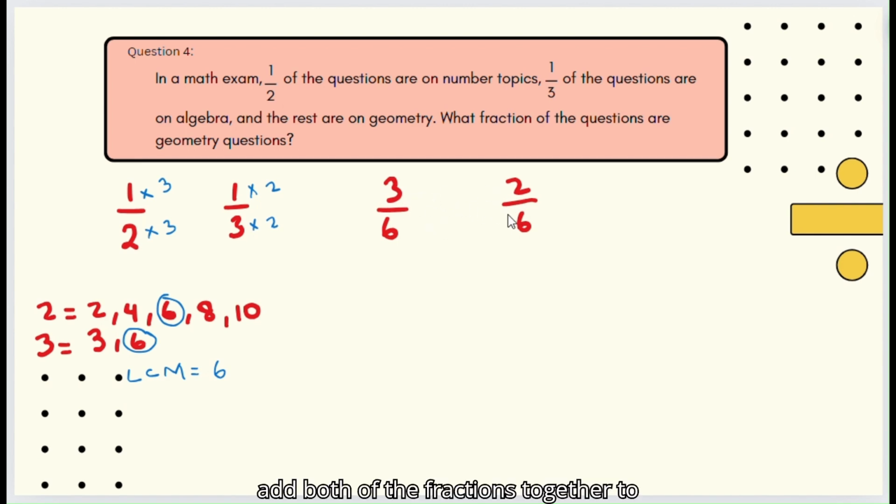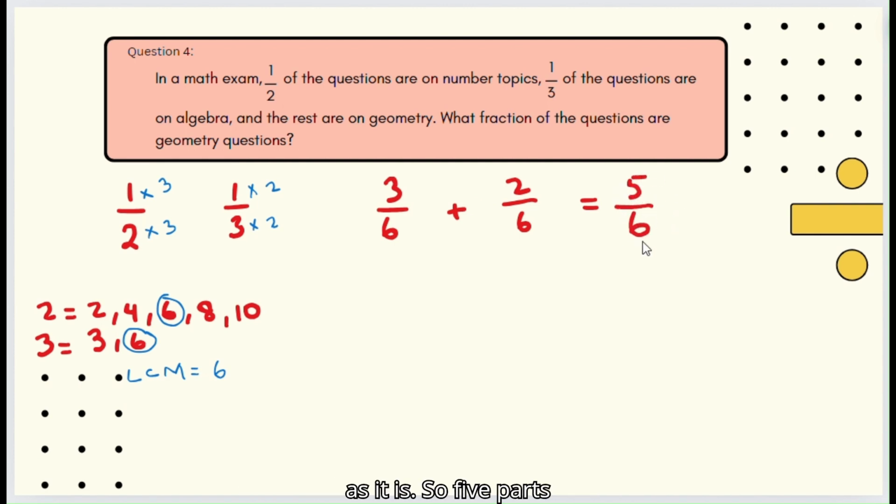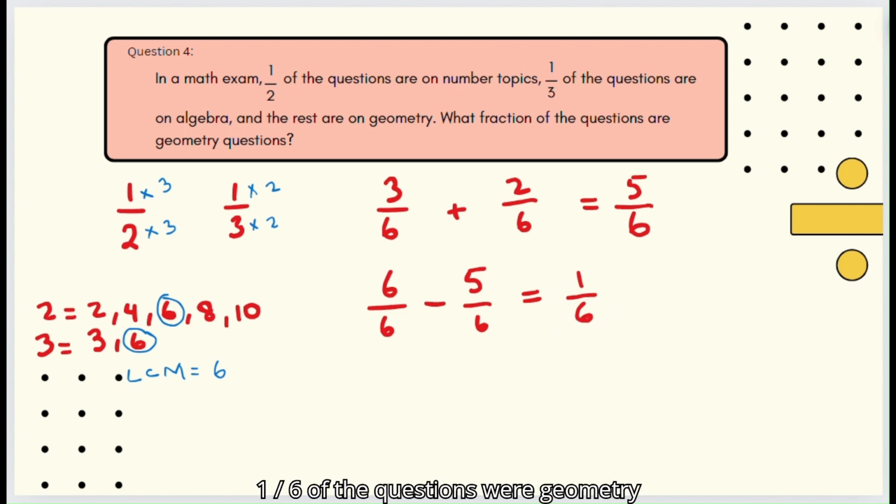Now again, we're going to add both of the fractions together to figure out how many parts are left. So 3 plus 2 is 5. We leave the denominator as it is. So 5 parts out of 6 parts, meaning 5 questions out of 6, are of number topics and algebra. How many parts would be left? So we are going to subtract 5 over 6 from 6 over 6, which would be the total amount of questions, to get 1 over 6. That means that 1 over 6 of the questions were geometry questions. So the answer is 1 over 6.